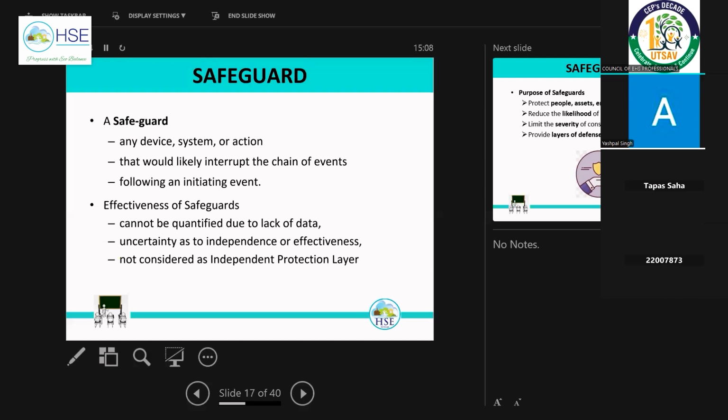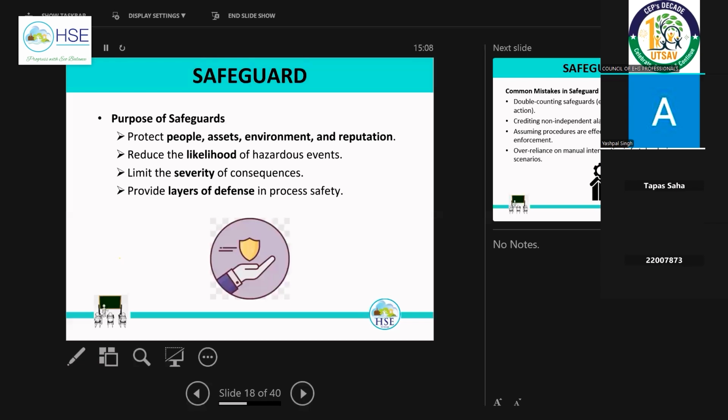A safeguard is not considered as an independent protection layer, so that is the basic difference between a safeguard and a protection layer. Now about the safeguard: the purpose of a safeguard is to protect people, asset, environment, and reputation. Same thing, but effectiveness and independence are not applicable. So sometimes a safeguard may not be effective, may not act when required. It reduces the likelihood of the hazardous event, so definitely we are taking it.